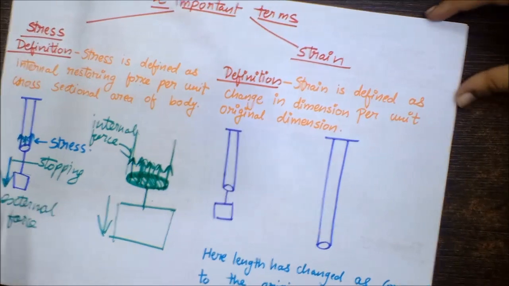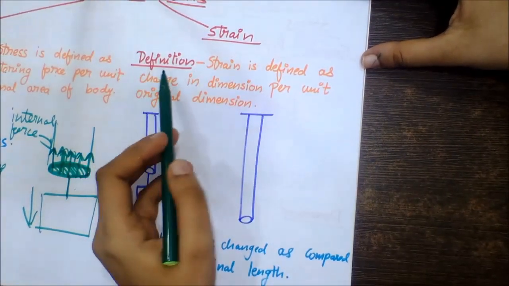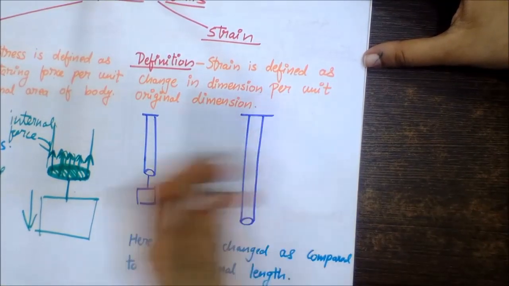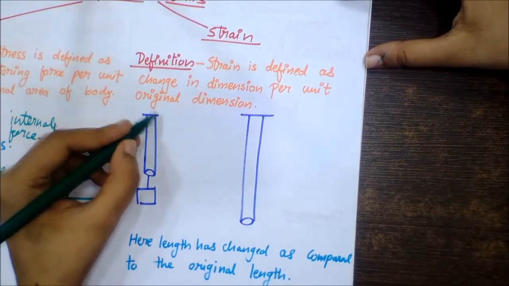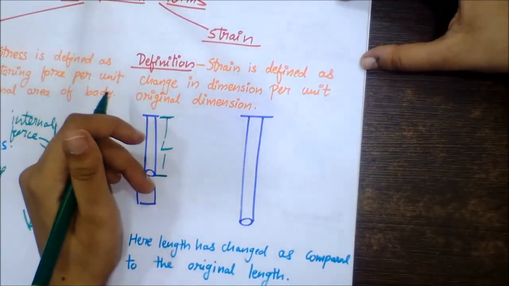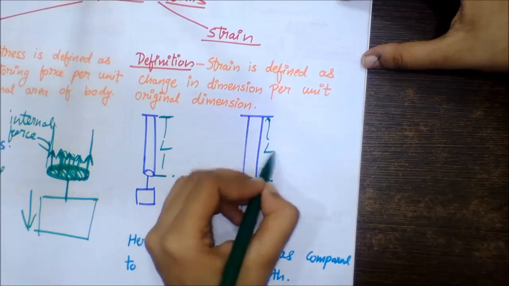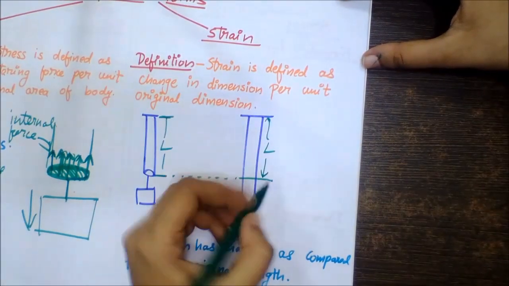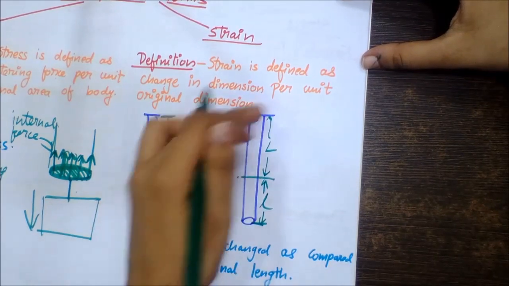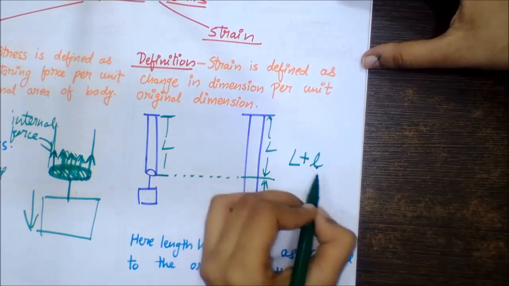The second important term is strain. Strain is a very important term. The definition of strain is change in dimensions per unit original dimensions. That is, this is my original dimension. This is my length L. But over here there is change in the dimension. That is, this was my original dimension L, plus I have this increase in the dimensions, that is small l. So my new dimension is L plus small l.